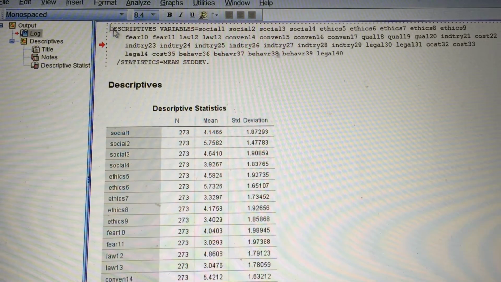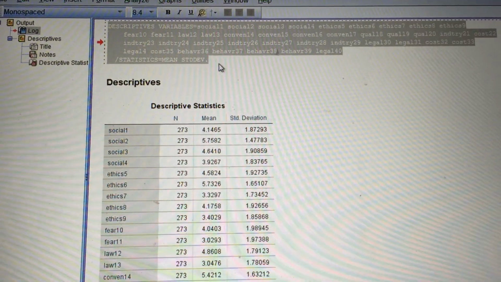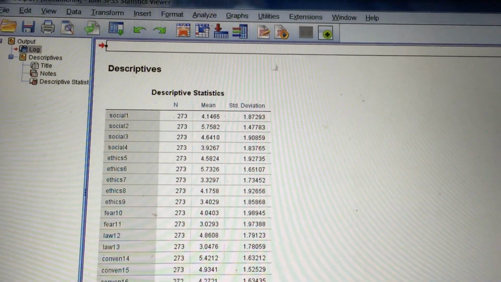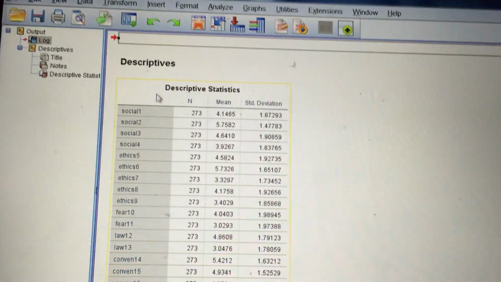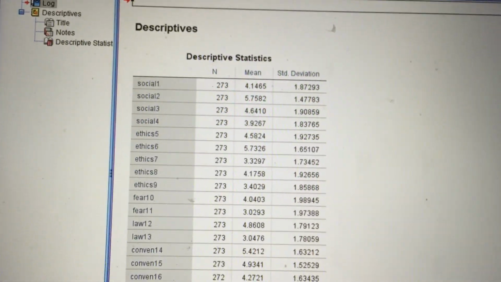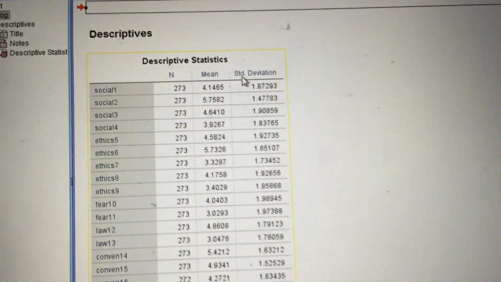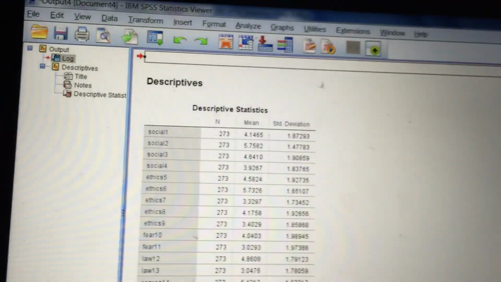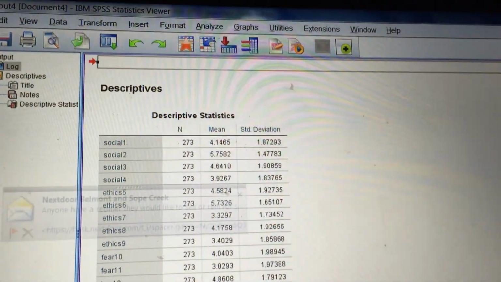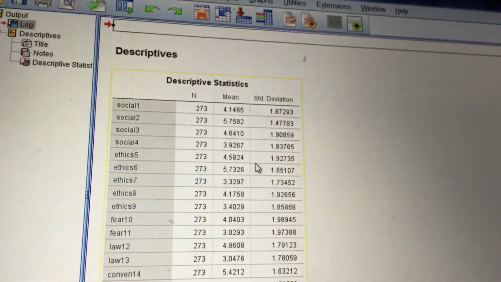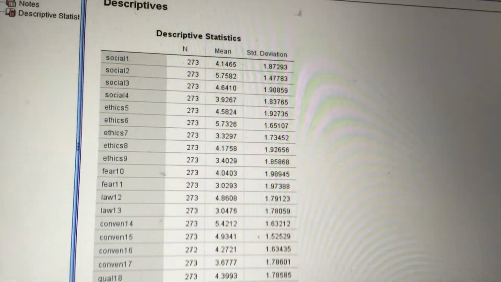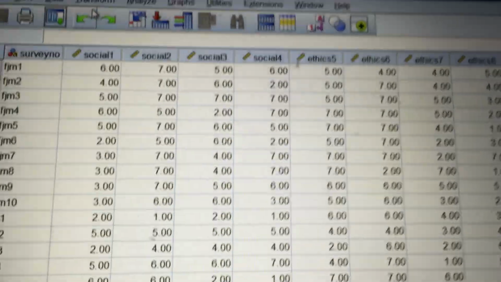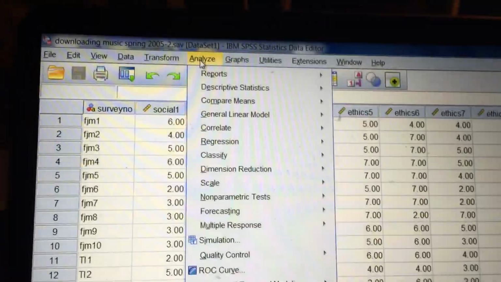Okay, let me try that again. Let's do it this way. Delete those. Okay, so we don't need that. So here you see we have all of our variables in the order that they are on the survey with their mean and standard deviation. There's no reason whatsoever for you to run a chart of any of the interval level questions. Let's close that off. I'm going to close this now. And let me show you how to run the other level variables.